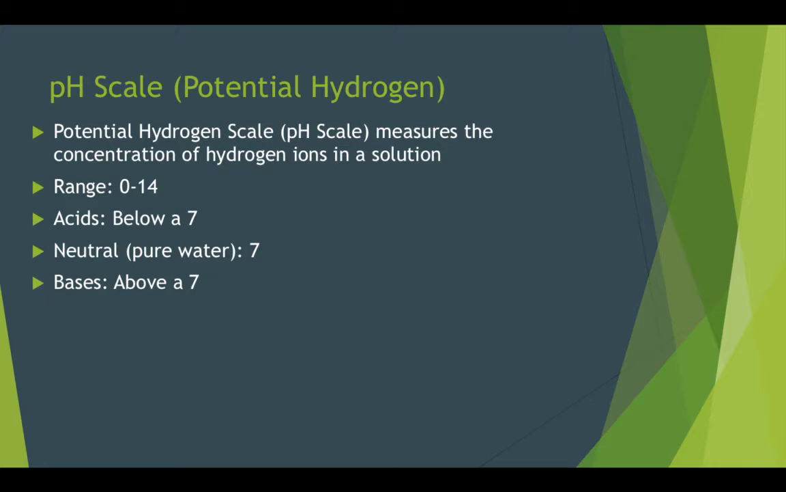Okay, so again, acids come first. Think of, again, the alphabet. So A, left-hand side, anything below 7. Neutrals right there in the middle, and then bases are above a 7.